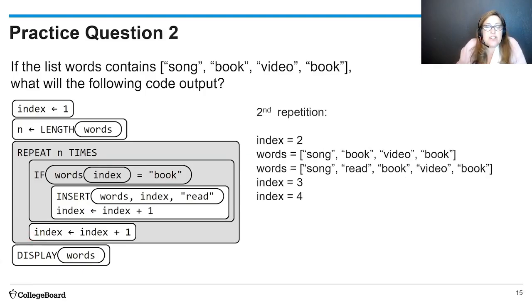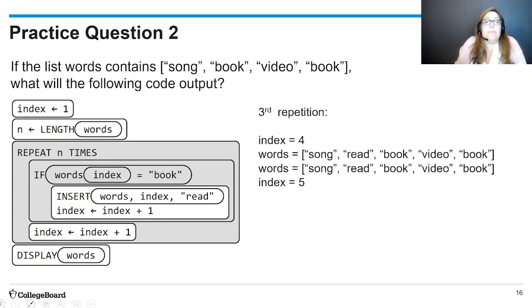In my second iteration, index starts at 2. My words equal song, book, video, book. Words at 2 is book. So I'm going to insert into words at index 2 the word read. So the string read now is at 2, and the other 3 strings all shifted 1 position to the right. My index here updates to 3, and now it also updates again. So my index is actually 4 at the end of my second repetition.